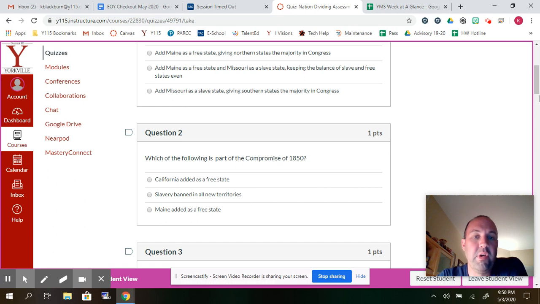Question 2. Which of the following is part of the Compromise of 1850? California added as a free state. Slavery banned in all new territories. Maine added as a free state.